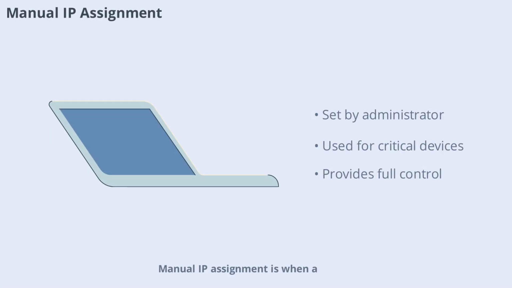Manual IP assignment is when a network administrator sets each device's address individually. This method is less common today but is still used for devices that need a consistent address like printers or servers. Manual assignment can be time-consuming but gives complete control over address allocation.